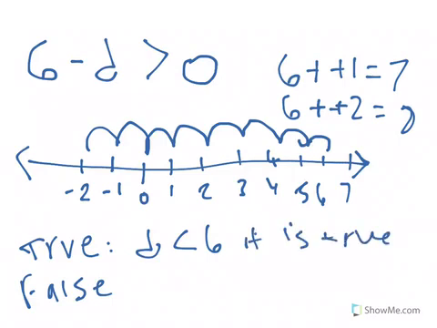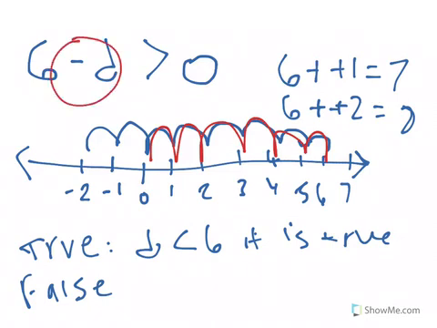6 minus 5 makes it true. 6 minus 4 makes it true. 6 minus anything to the left of 6. Now, if I take 6 minus 6, I'm going to change colors here. I'm going to start at 6. We're going to go 1, 2, 3, 4, 5, 6. 6 minus 6 is 0.